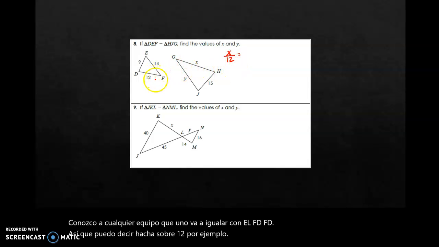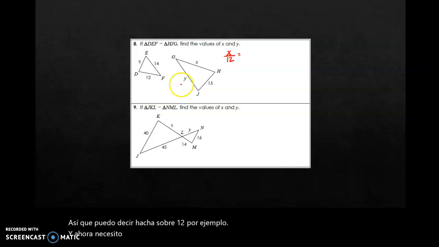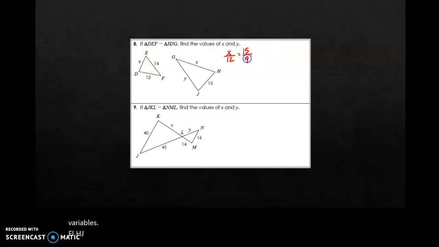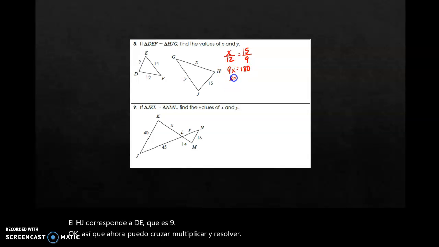And now I need a pair of sides that matches. So I don't want to use side y. I want to use side HJ because that is going to be a complete proportion. I can't solve something with two variables. So HJ corresponds to DE, which is 9. Okay, so now again, just cross multiply and solve. So I get x is equal to 20.